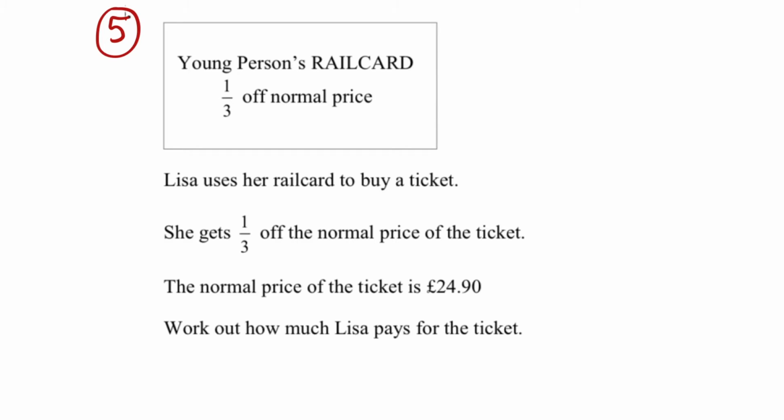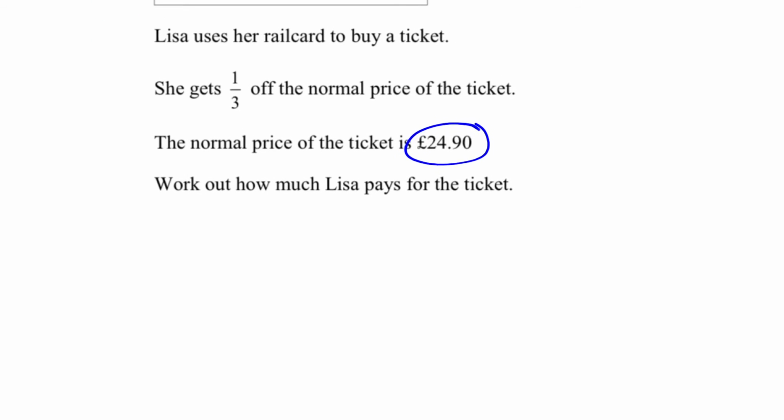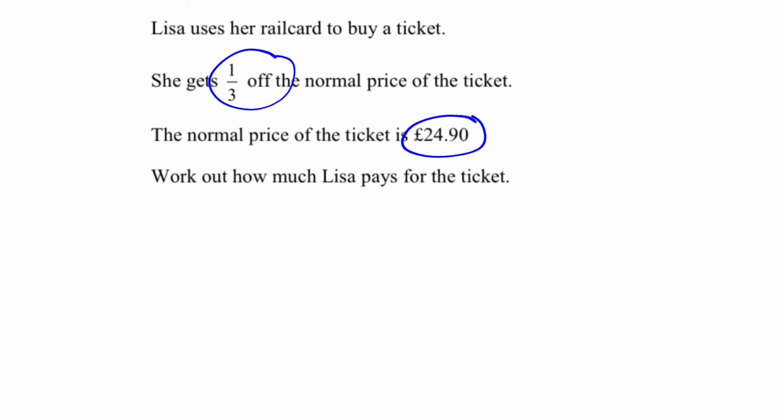So a young person's rail card gives you 1/3 off the normal price. Okay, so if you've got one of these rail cards, you get 1/3 off the normal price. Lisa uses her rail card to buy a ticket. She gets 1/3 off the normal price of the ticket. The normal price of the ticket is £24.90. Work out how much Lisa pays for the ticket. So the important things here are it's 1/3 off and the normal price of the ticket is £24.90.